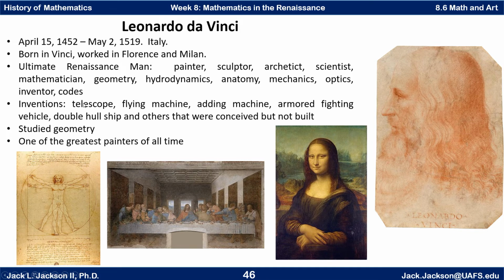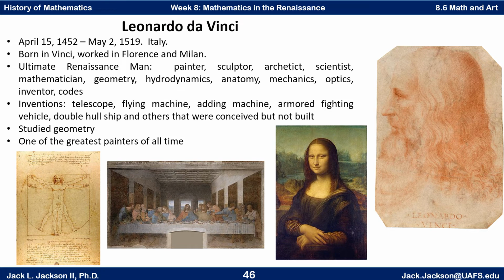Some of his inventions are really cool. He invented things such as a telescope, a flying machine, an adding machine, an armored fighting vehicle, double-hulled ships, and others. Some of these were conceived but never built. But he had the idea for them. He was way ahead of his time on some of these inventions. And he definitely studied geometry among other things. So that's some of the mathematics that he did.